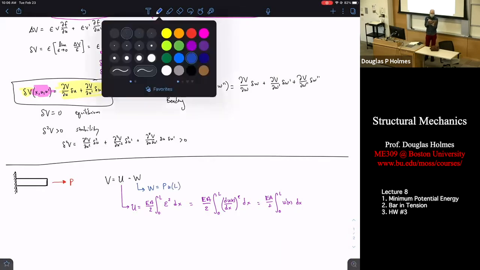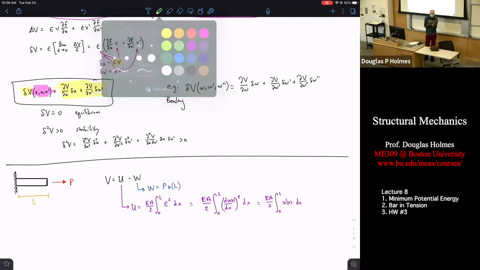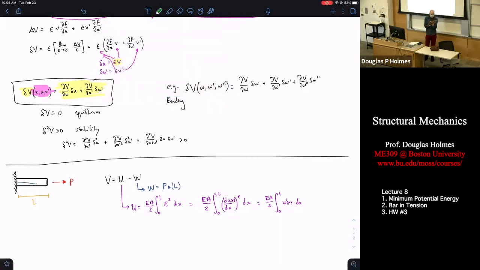I didn't tell you that the integral should be from 0 to L. I should do that. I should also denote that our x-axis is running this way. So x equal to 0 is at the wall. x equal to L is where we're applying the force. So the work, the force times the displacement, is force times the displacement at x equal to L.